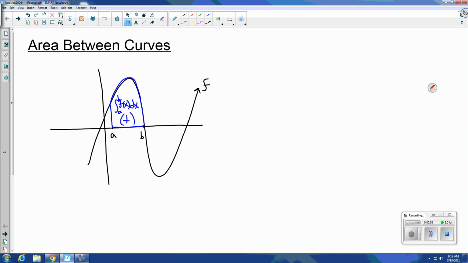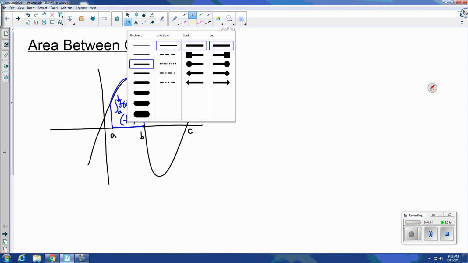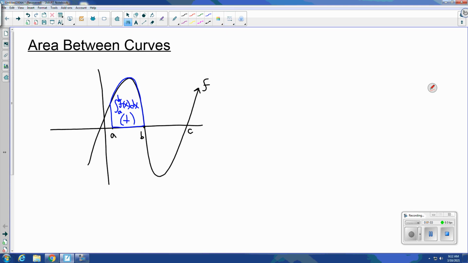Then if we were to integrate from b to the next x-intercept, this point c, that region of space is represented by the integral from b to c, and it is an area calculation, once again, between that function curve and the x-axis. So integrating from b to c of f of x dx will get us this area. However, this area is going to output a negative value.